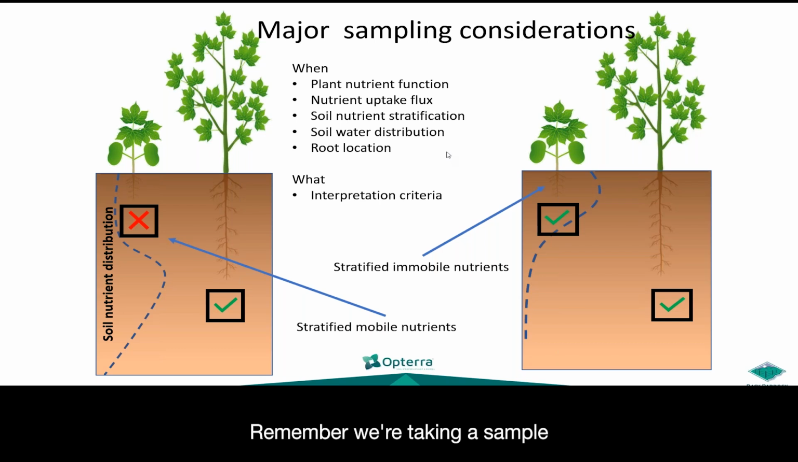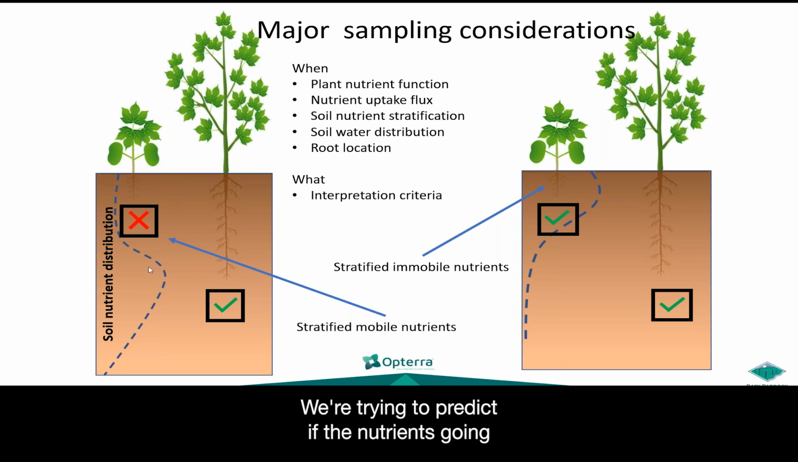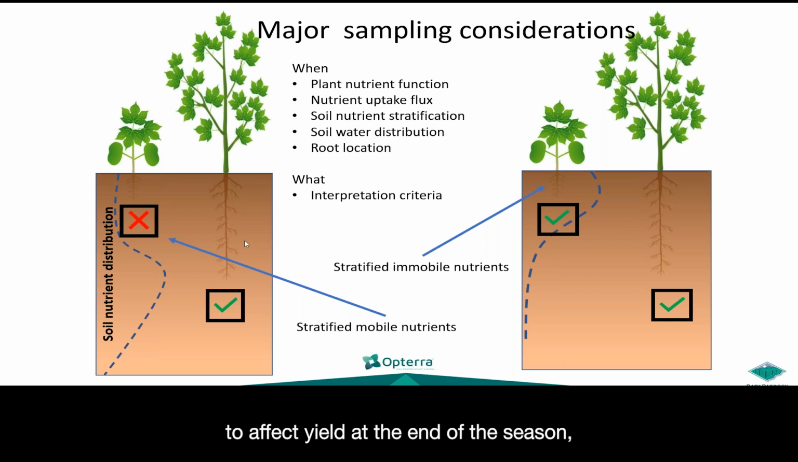Remember, we're taking a sample of the plant up to date. If the plant grows into more nutrients, then the low nutrient status of the plant may well go away later on, and that's not what we're trying to do. We're trying to predict if the nutrient is going to affect yield at the end of the season, which has an assumption that the nutrient supply won't increase unless management increases it, not the soil supply increasing it.